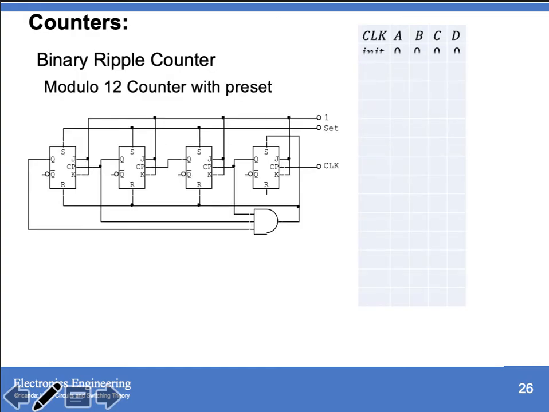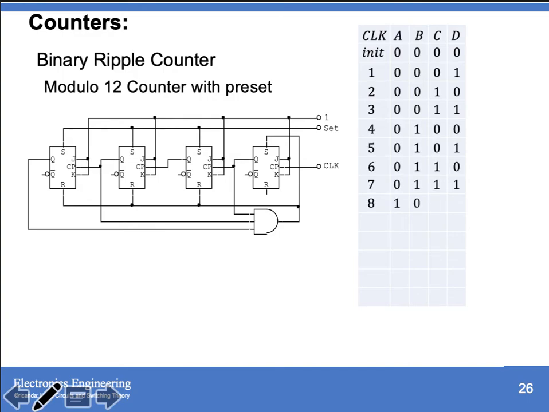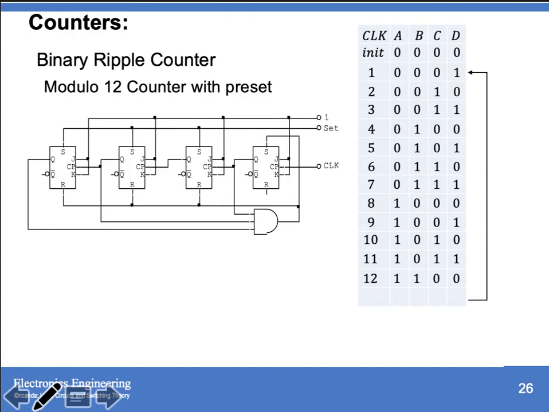Then we have also the modulo 12 counter with preset. So initially, that is 0. When we have the first clock, we have 1. Second clock, we have 2. Third, fourth, then 8, 9, 10, 11, then 12. On the 13th, it will go back to your 1. So on the 13th, this is equal to 1.